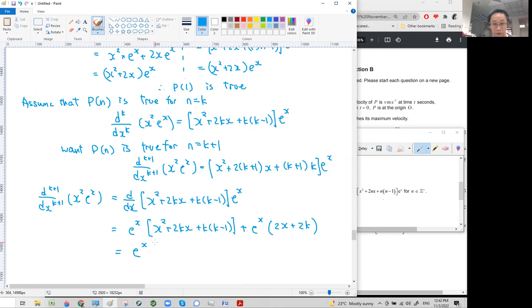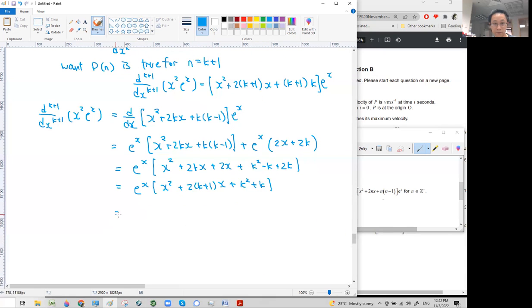And now it's a matter of regrouping the like terms. X squared plus 2kx plus 2x plus k squared minus k plus 2k. So you can see that I have expanded this a little bit as well. E to the x times x squared plus 2k plus 1 x. K squared minus k plus 2k is the same as k squared plus k. And of course, that can be refactorized to become the k plus 1 k that we are looking for in the target statement.